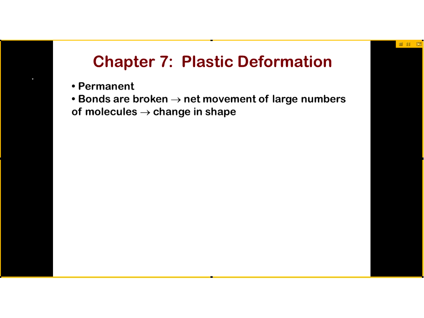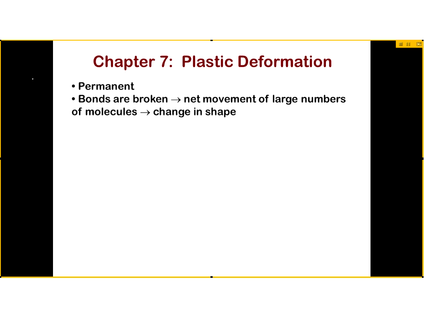Okay, so let's begin Chapter 7. What we're doing this evening is looking at plastic deformation and what goes on at the atomic and crystalline levels when you plastically deform a material. All right, so we'll recall that plastic deformation is permanent. It corresponds to the breaking of bonds.